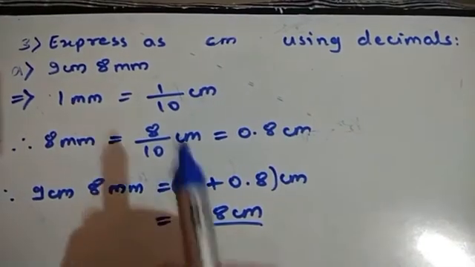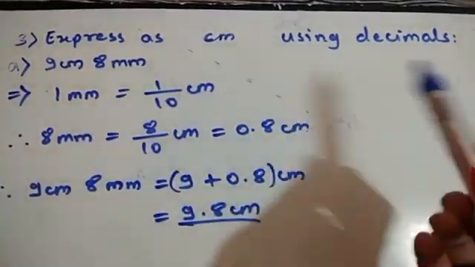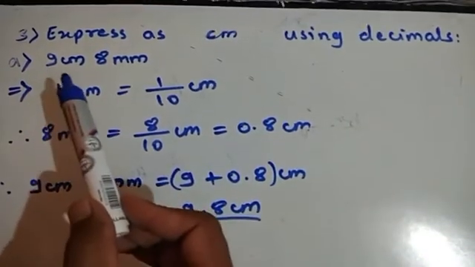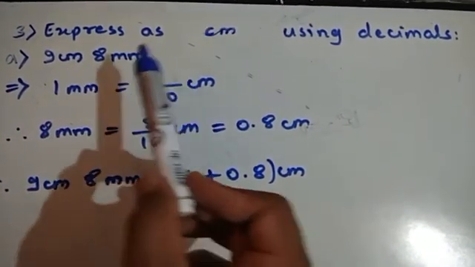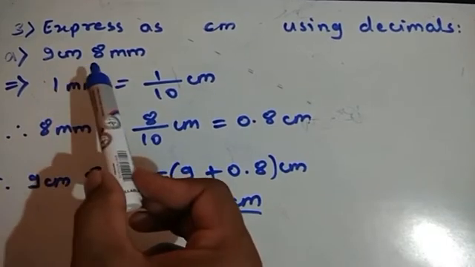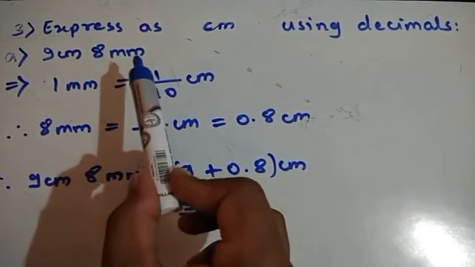Therefore 2 meter and 45 centimeter will become 2.45 meter. Now the next question is express as centimeter using decimals. In that, the first example is 9 centimeter and 8 millimeter. Now here, students, see this 9 is already in centimeter, so no need to convert. 8 millimeter we are going to convert into the centimeter.